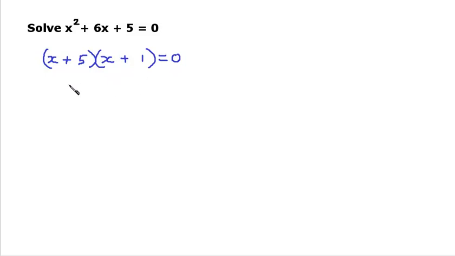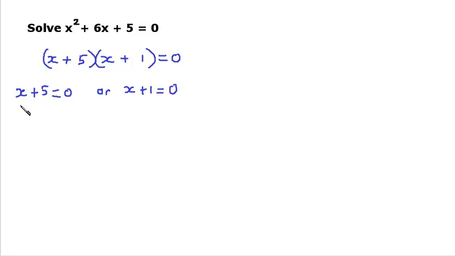Now in order to solve this equation, we've got to think about how we make this equal to 0. In order for this whole left hand side to equal 0, either the x plus 5 bracket has to equal 0, or the x plus 1 bracket has to equal 0. So this gives us two linear equations. So we have either x plus 5 is equal to 0, or we have x plus 1 is equal to 0.